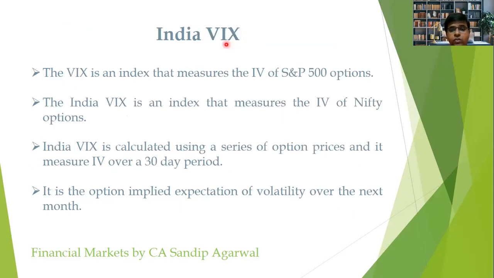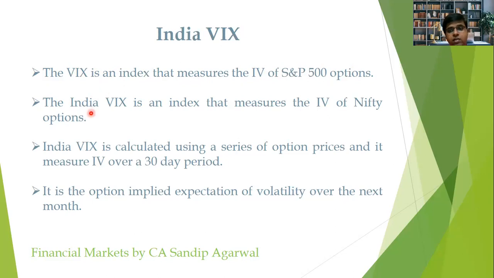So we come to the next thing, which is called India VIX. I'm sure many of you may have heard about this India VIX. It is derived from a terminology called VIX. VIX stands for volatility index. V stands for volatility, IX stands for index. This is an index that measures the implied volatility of S&P 500 options. The S&P 500 is an index which is traded in the US market. S&P stands for Standard and Poor's 500.